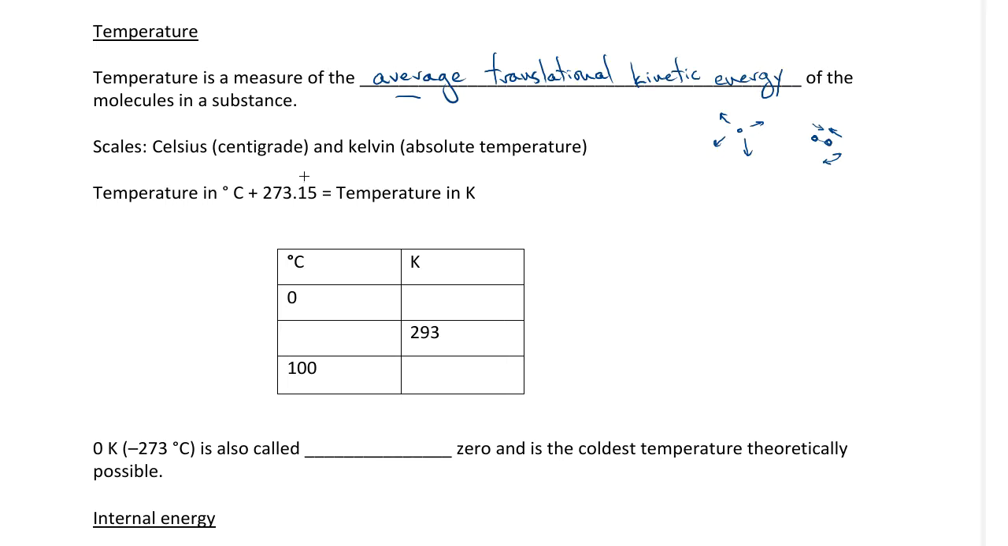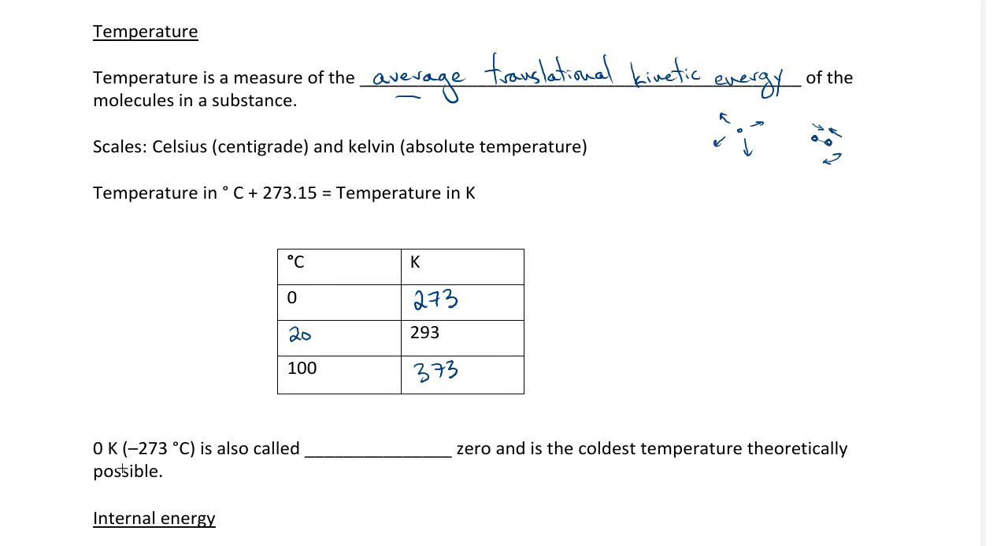In physics, we're going to use two different scales. We won't use the Fahrenheit scale, but we'll use the Celsius scale or the centigrade scale that you're familiar with, as well as the Kelvin scale, also called the absolute temperature scale. And the temperature in Kelvin is found from the temperature in degrees Celsius with 273 or 273.15 added to it. That gives us the temperature in Kelvin. So 0 degrees Celsius is roughly 273 or 273.15 Kelvin. 20 degrees Celsius would give us 293 Kelvin, and 100 degrees Celsius is 373 Kelvin. So there's just a little bit of practice.